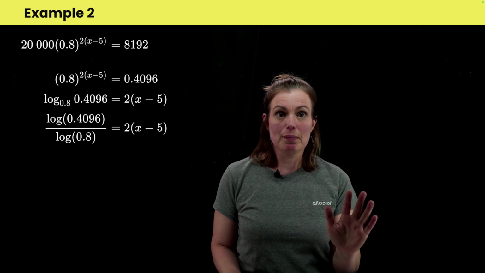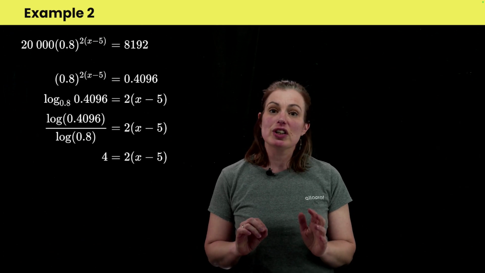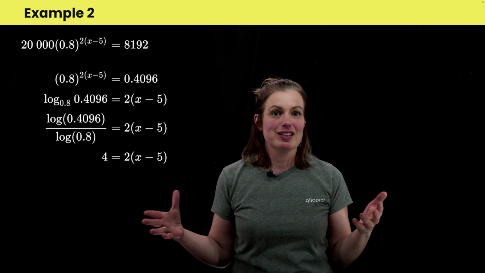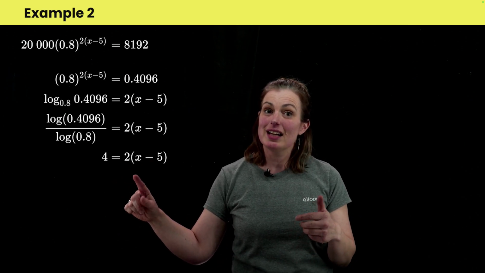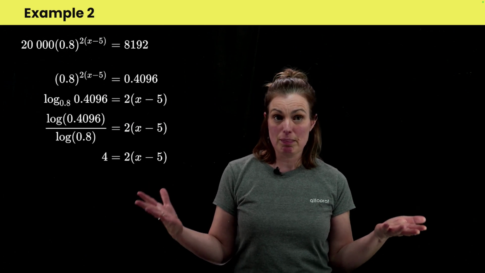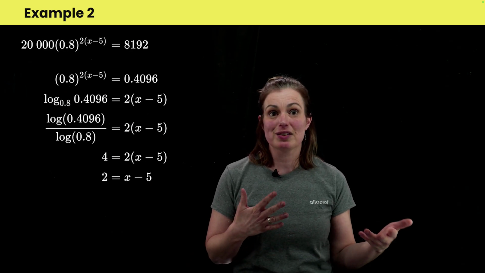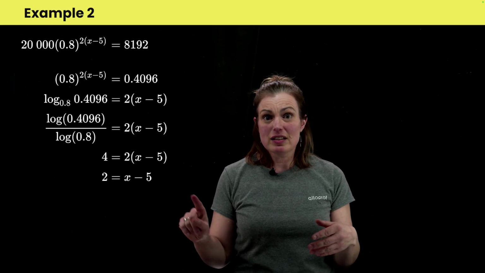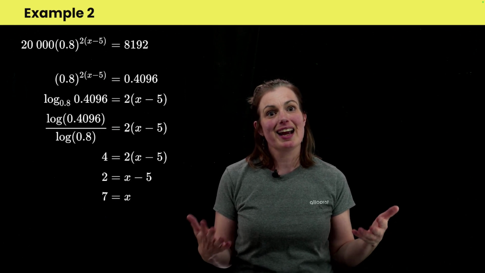So type the left-hand side into the calculator, and I get 4 as my answer, which leaves me with a really simple equation to solve. I just have to go about and isolate my x. Because my entire right side is being multiplied by 2, that means I can divide the left and right side by 2 to get rid of that 2, leaving me with 2 is equal to x minus 5. Last step is just to add 5 to both sides to get rid of the 5 on the right-hand side. And so my answer ends up being x is equal to 7.